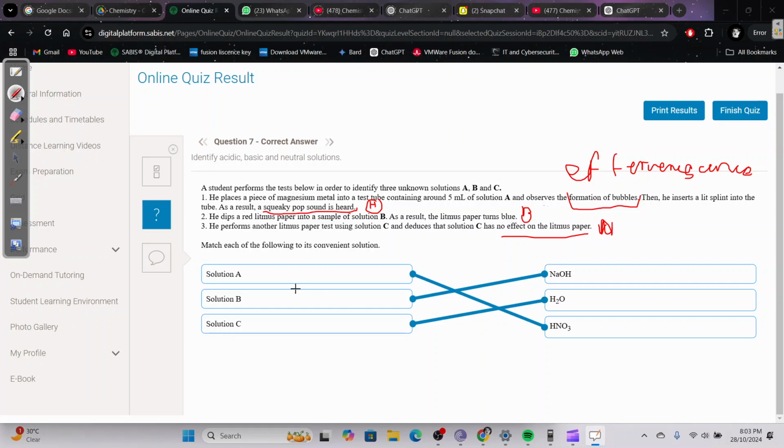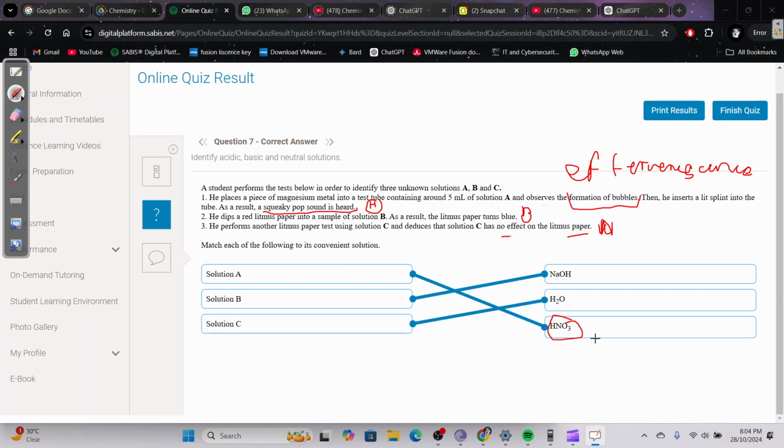Now, solution B. Solution B turned the red litmus paper blue, which means it's a base. This one is acid, it has hydrogen. This is acidic: hydrogen nitrate. It contains hydrogen, so this is acidic. So NaOH is obviously the most common base you're going to find. Just keep it in mind, and you should be good. It's a base.